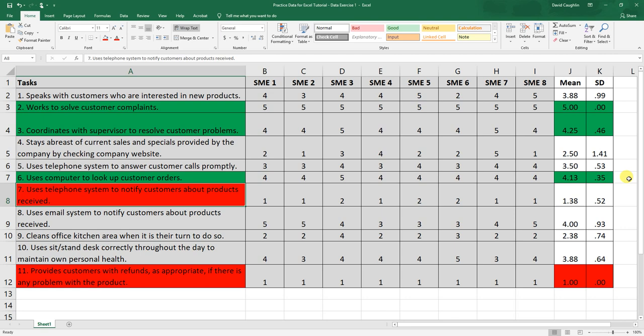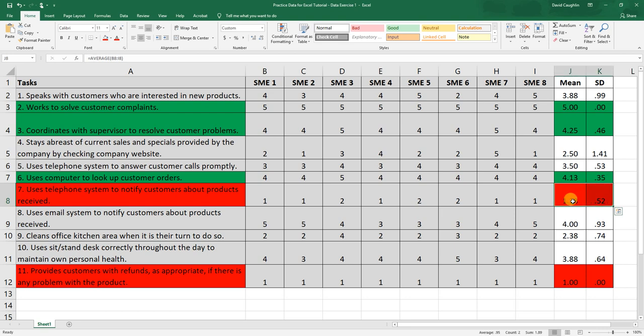Task uses telephone system to notify customers about products received. And we can see here that the mean is very low and the standard deviation is very low too, or relatively low. It shows that there's pretty good agreement that this is not a very critical task. So this is another candidate for removal. All right, so what about the next one?